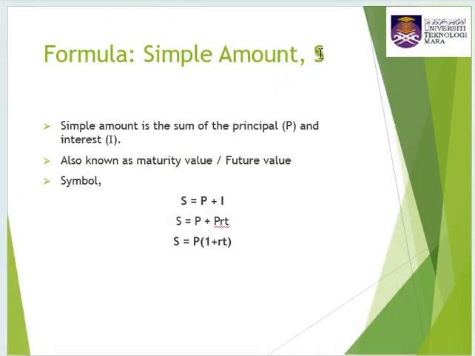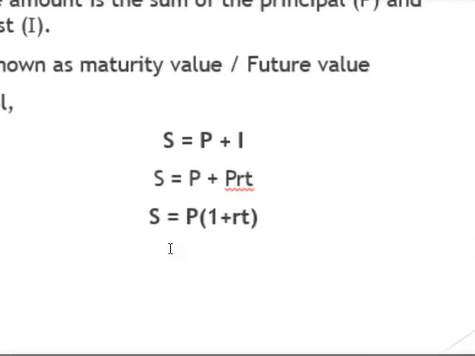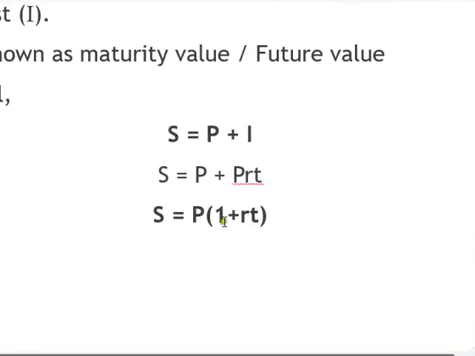Let's proceed with the second formula, that is the simple amount with the symbol capital letter S. What is simple amount? Simple amount is the sum of the principal and the interest being charged, or it can also be known as the maturity value or the future value. That is S equal to P add up with I. In other words, we can have S equal to P in bracket 1 add up with RT.